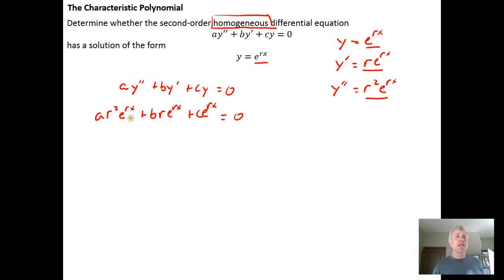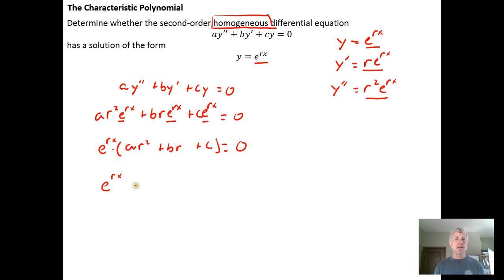So what we want to recognize is that each of the three terms has an e to the rx term in it, which means we can factor e to the rx out, which would leave behind ar squared plus br plus c. And the only way for this to equal 0 by the zero product property is for one of those two factors to equal 0.